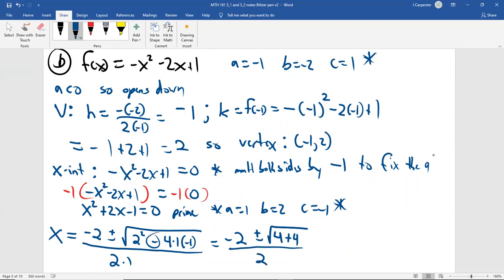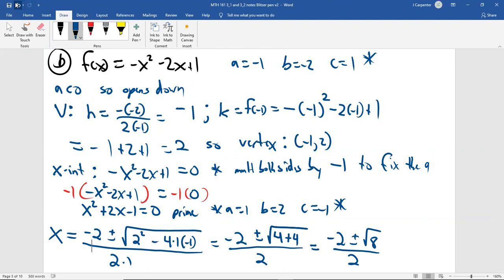Watch your signs. This negative and this negative do cancel each other out. 4 plus 4 is 8, so that's negative 2 plus or minus the square root of 8 all over 2. Now, we don't know the square root of 8 off the top of our head.